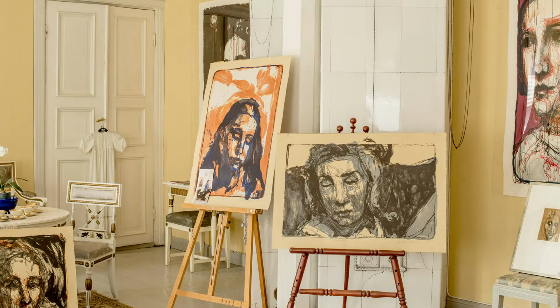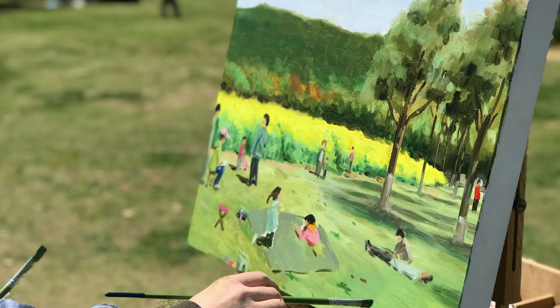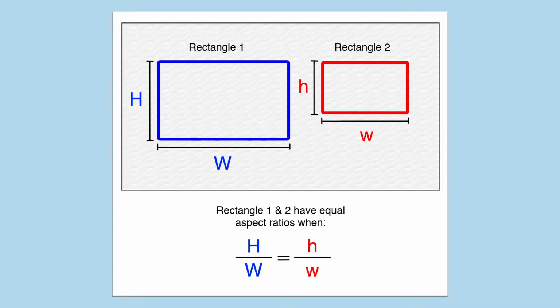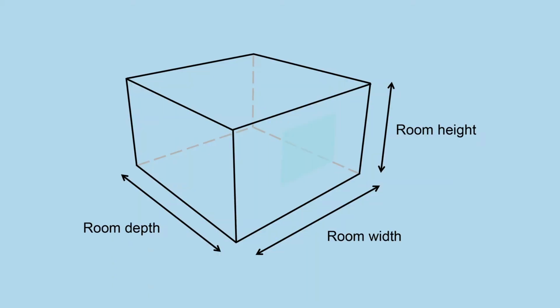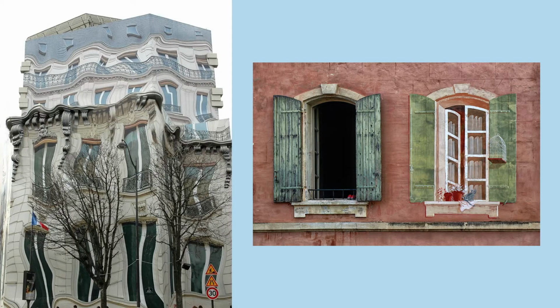A painting or a drawing on paper or canvas is flat. It has 2 dimensions, height and width. However, artists work hard to give the illusion of 3 dimensions, height, width, and depth. Today, we'll look at how they create this illusion.